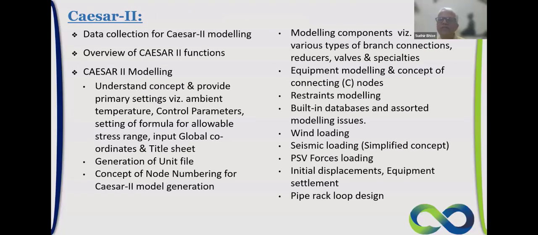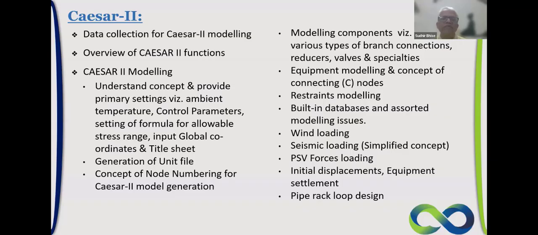Then we'll study the entire CAESAR II software: the data collection which is required for CAESAR, then the overall views and functions provided by CAESAR II, and then we'll go from the basic modeling requirements, then piping modeling, equipment modeling, the built-in database which is available, restraint modeling, and then we will add one by one, as the cases are there, the seismic requirements, the wind requirements, PSV forces, and if there are some initial displacements from the connected equipment, that also will be done.